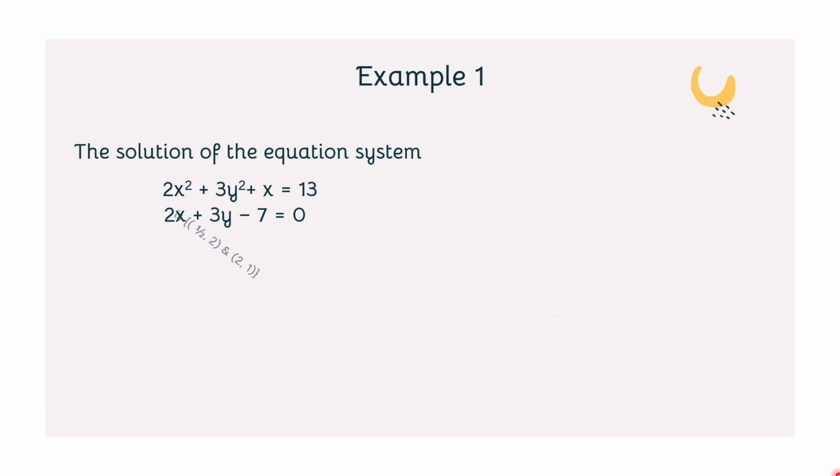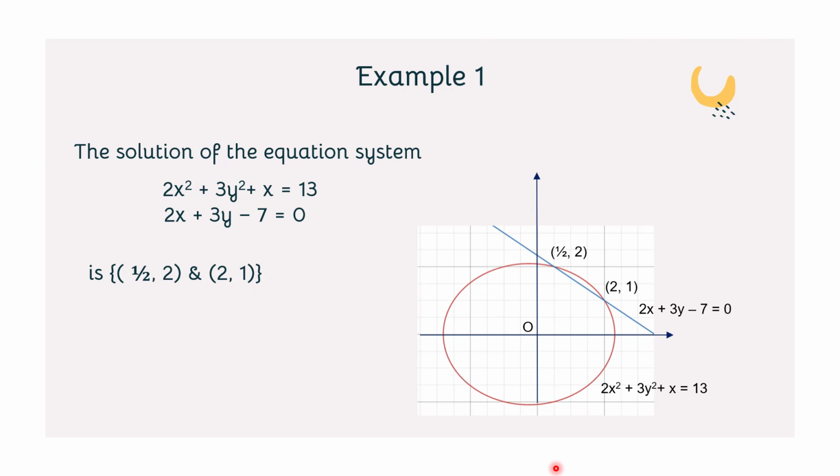This means for this equation system, we have two solutions, x comma y for the first point, and x comma y for the second point. Here is the solution written in braces, and if we see the figure of this system, the quadratic will be an ellipse in this shape, and the line will be this blue line, which intersects the ellipse at 2 points, a half comma 2 and 2 comma 1.